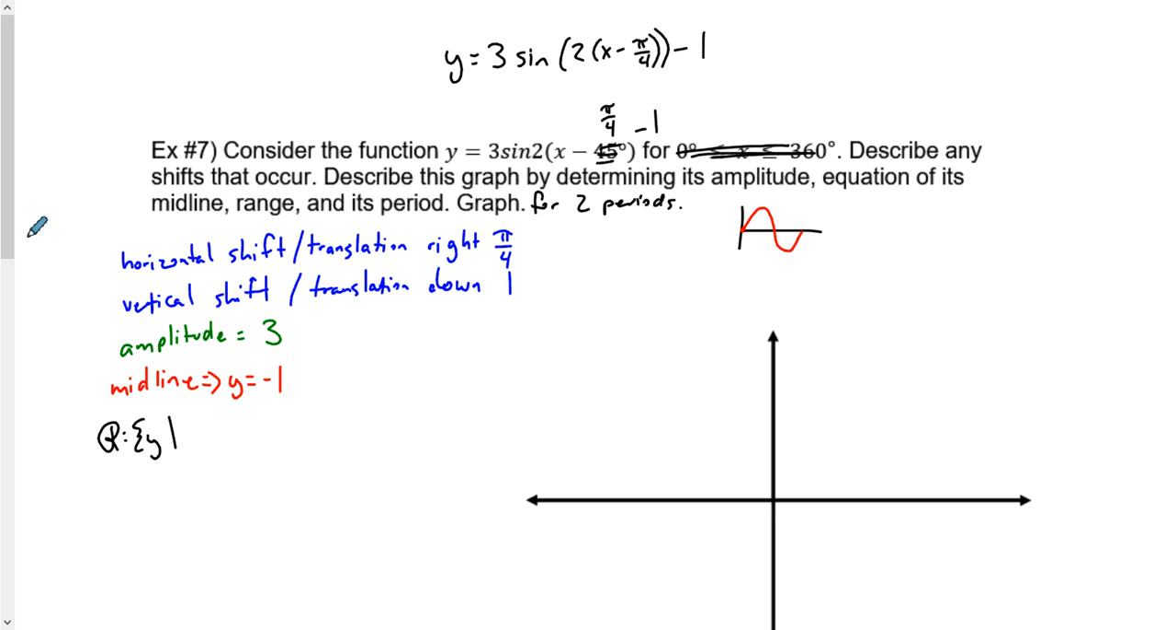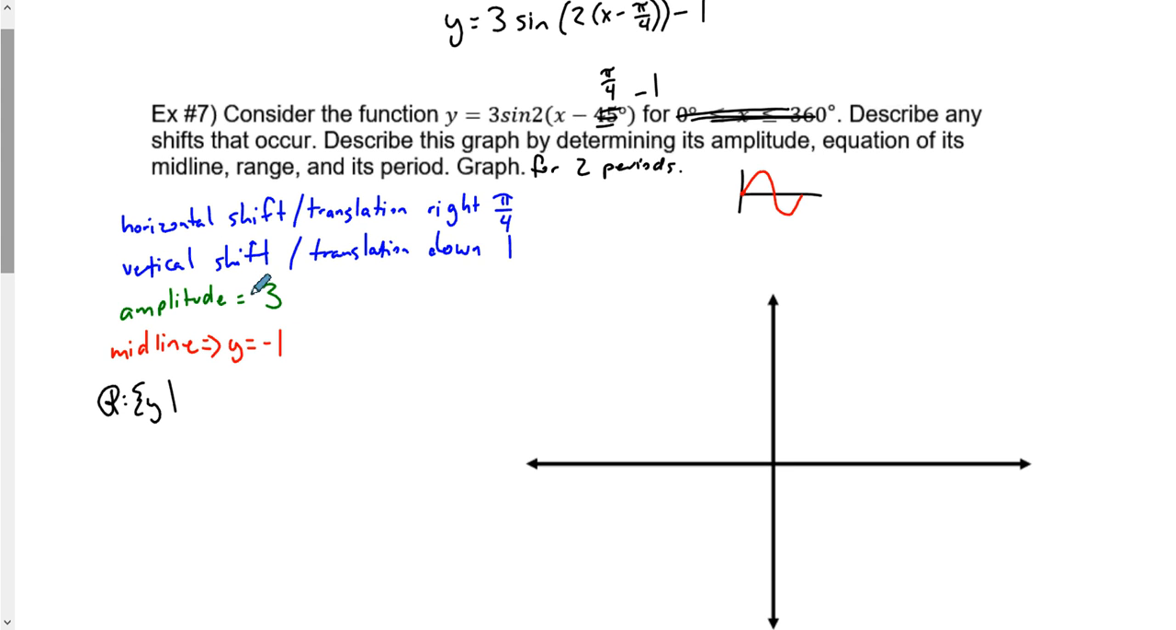For our range, because our midline is -1 and our amplitude is 3, we can identify what its lowest point and its highest point would be from that midline. -1 subtracting 3 is -4. -1 adding 3 is +2. So our new range would actually be between -4 and +2. And that is our new range.